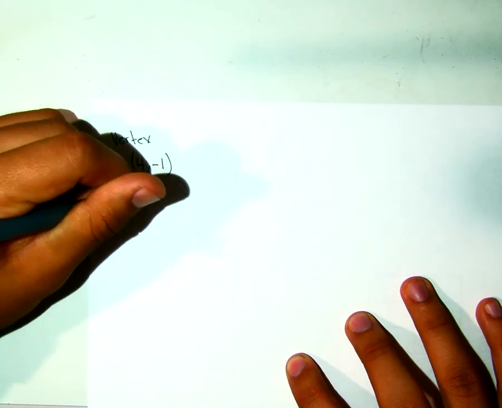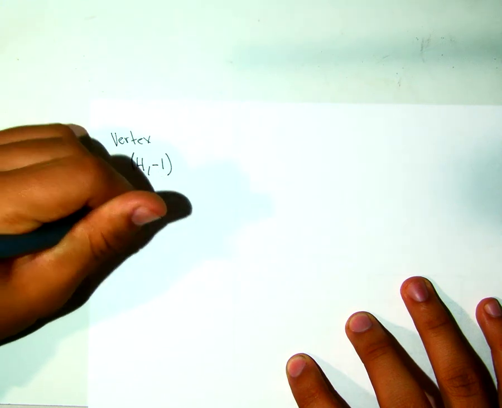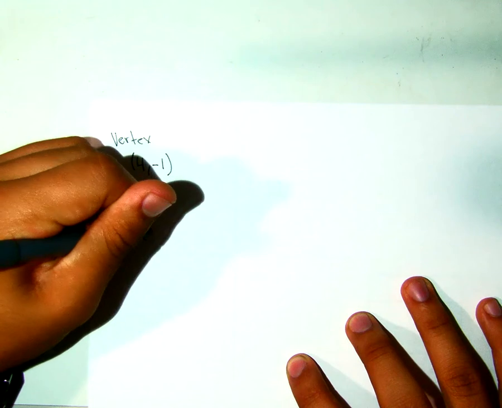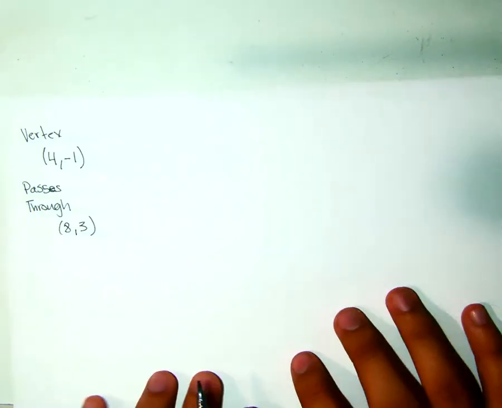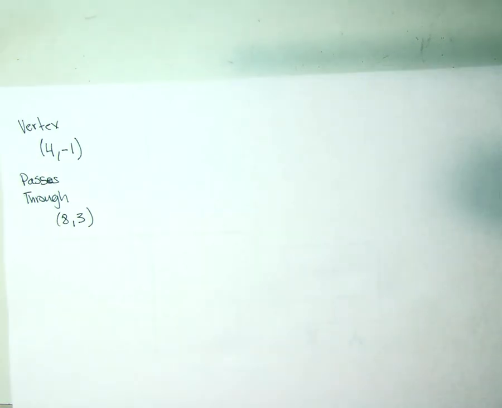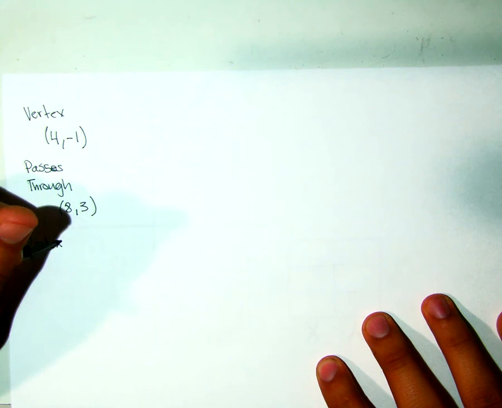We're given these 2 things, a vertex and the point the parabola passes through. We want to be able to write the equation for this parabola. We have to use the correct standard form in order for us to get there. So when given a vertex, we want to use the vertex form of a parabola.